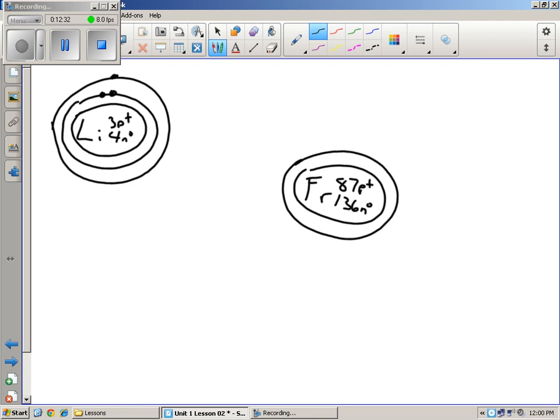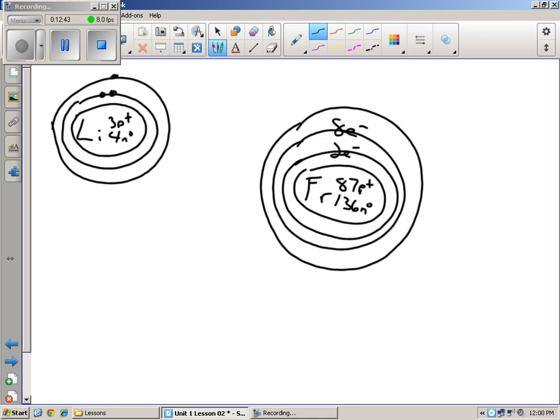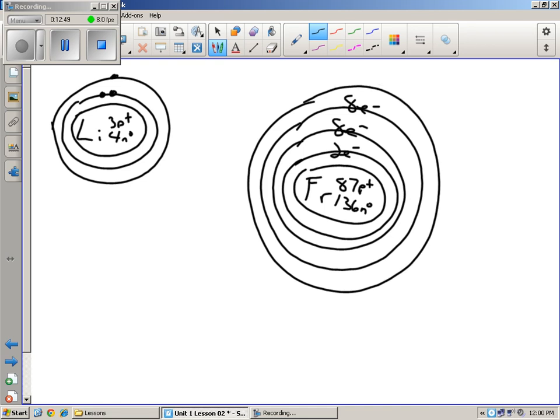I'm going to cheat a little bit. I'm not drawing 87 dots. I'm telling you right now, there's no way. Okay, so 2, 8. How many go in this one? 8. Maybe we've talked about this already. How many go in the next one? 18 is correct. How many go in the next one?